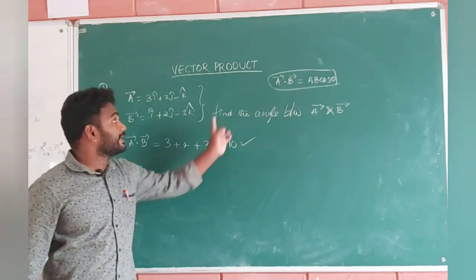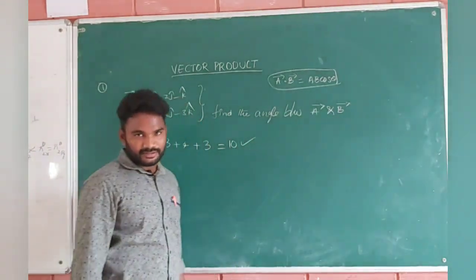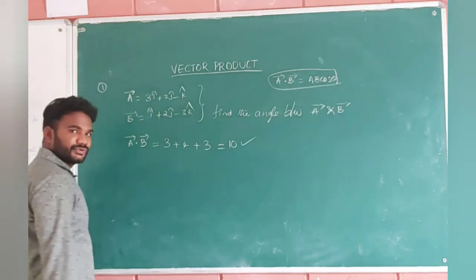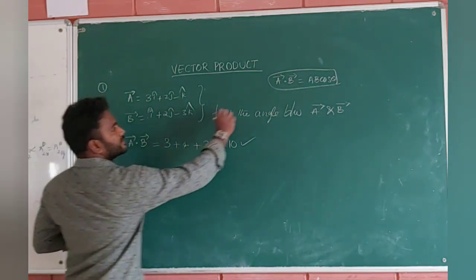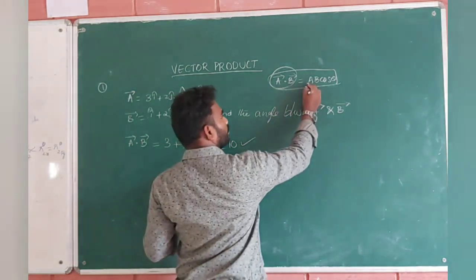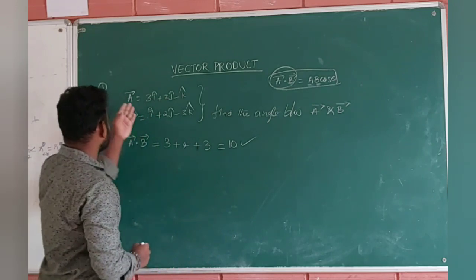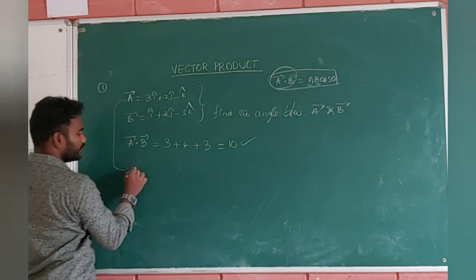No issues in that. But they are not asking a dot b, guys. They are asking the angle between a bar and b bar. So now some more work is there to do. We found a dot b here. Coming to magnitude of a and magnitude of b, how to find them? Okay, guys, how can you find magnitude of a?